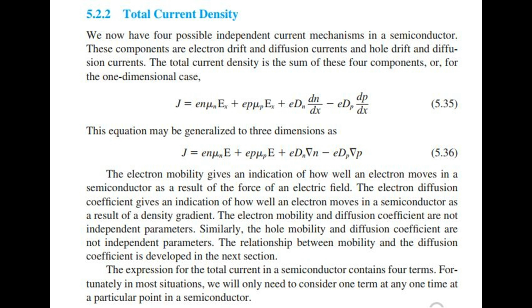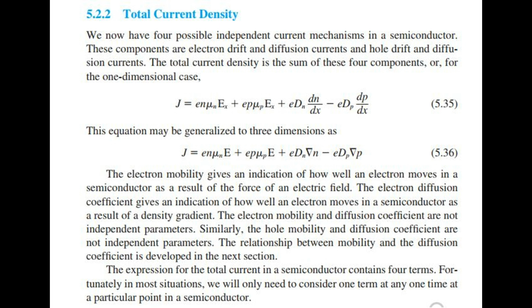This equation may be generalized to 3 dimensions as: The electron mobility gives an indication of how well an electron moves in a semiconductor as a result of the force of an electric field. The electron diffusion coefficient gives an indication of how well an electron moves in a semiconductor as a result of a density gradient. The electron mobility and diffusion coefficient are not independent parameters. Similarly, the hole mobility and diffusion coefficient are not independent parameters. The relationship between mobility and the diffusion coefficient is developed in the next section.